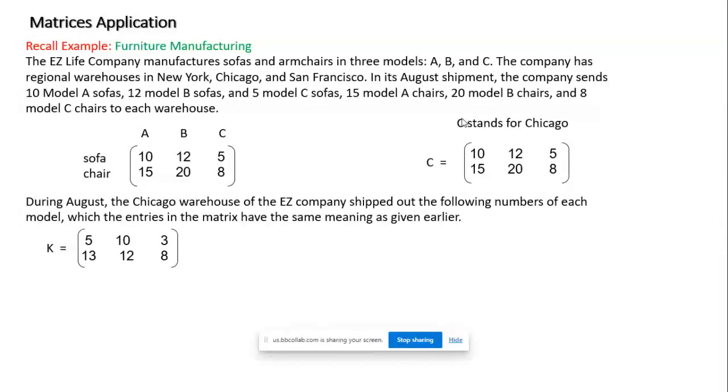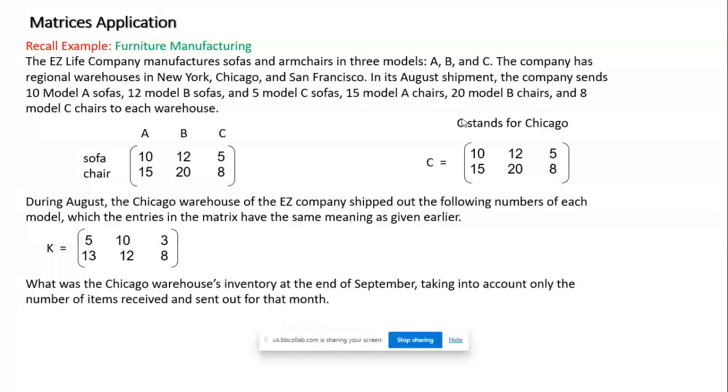And let's revisit our first example of a real world application, the furniture manufacturing company, the Easy Life company. So let's say that we have this matrix, right? That C stands for Chicago, just to play with the words, to make it truly real world. So we have this manufacturing company, C for Chicago, and these are the numbers for sofas and chairs. The question says, during August, the Chicago warehouse shipped out the following numbers, which we did earlier, right?